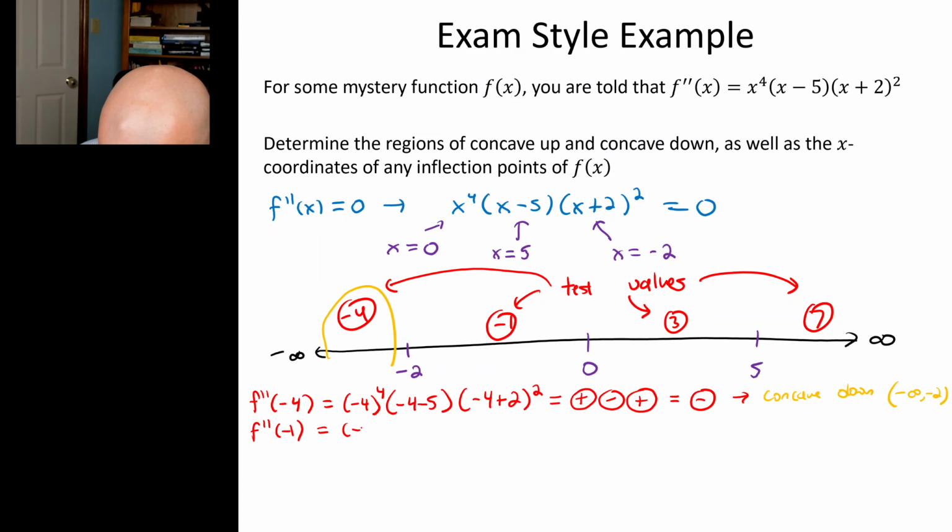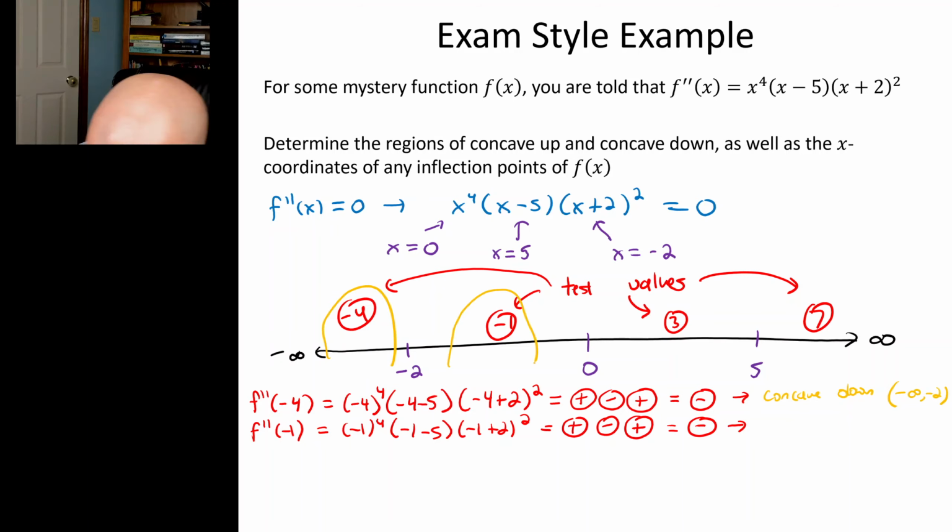So negative 1 to the power of 4 times negative 1 minus 5 times negative 1 plus 2 all squared. So we're going to get positive again, times negative again, times positive again. We're going to end up with a negative. So it is again concave down in the next region. From negative 2 to 0.